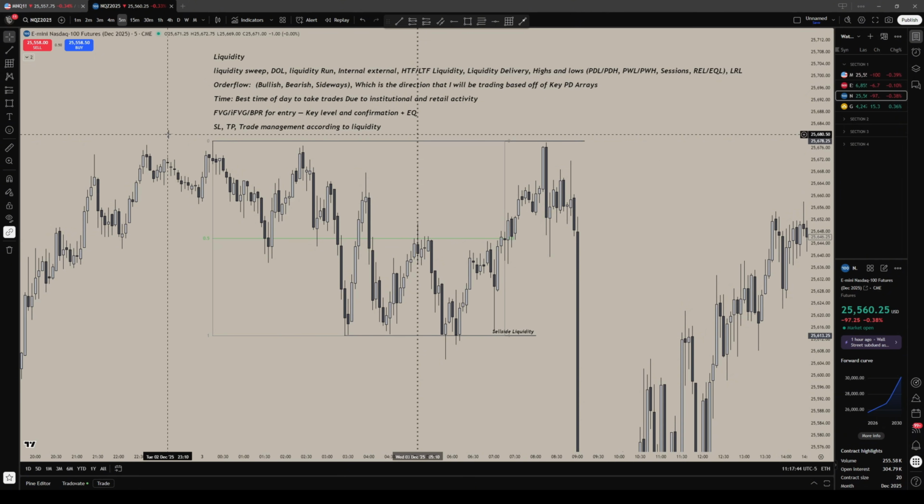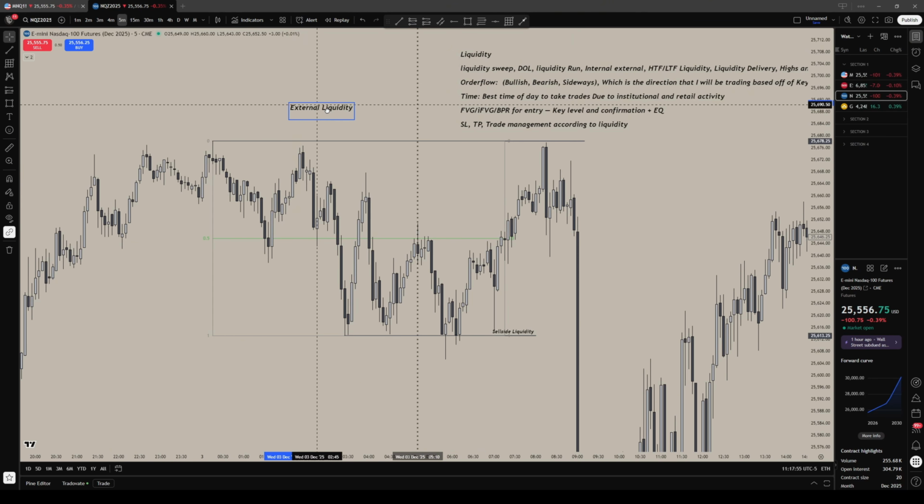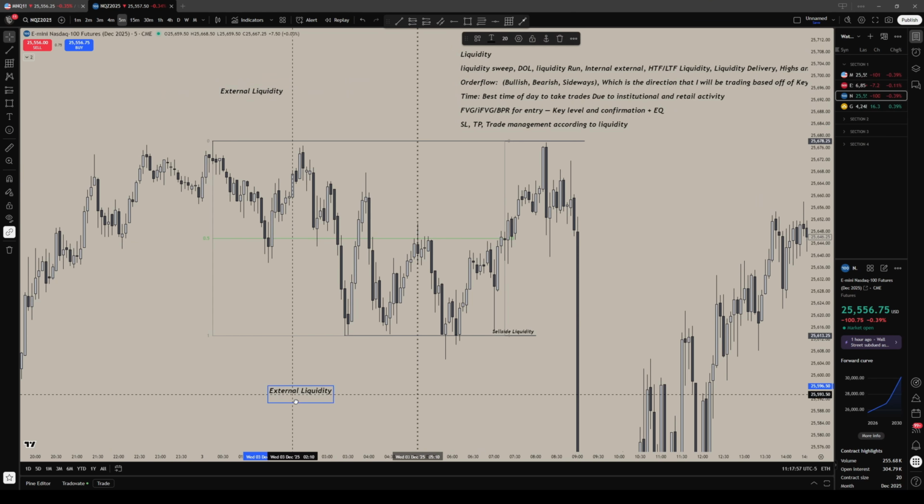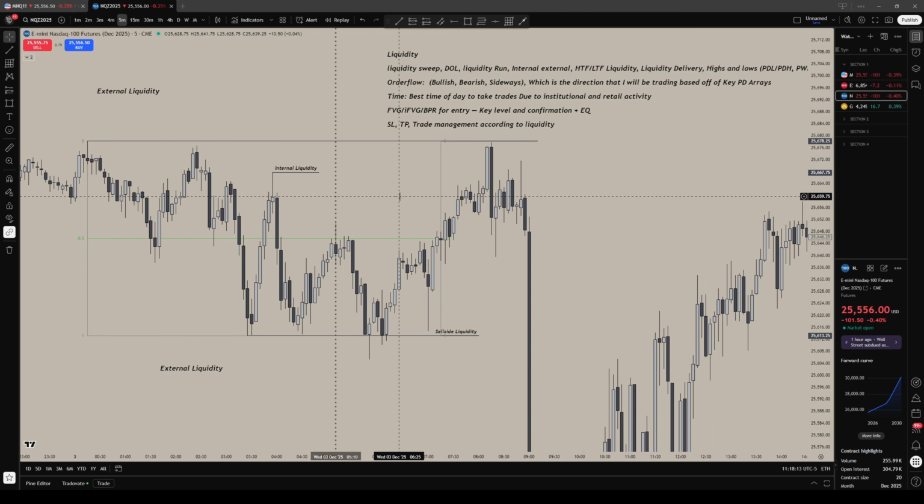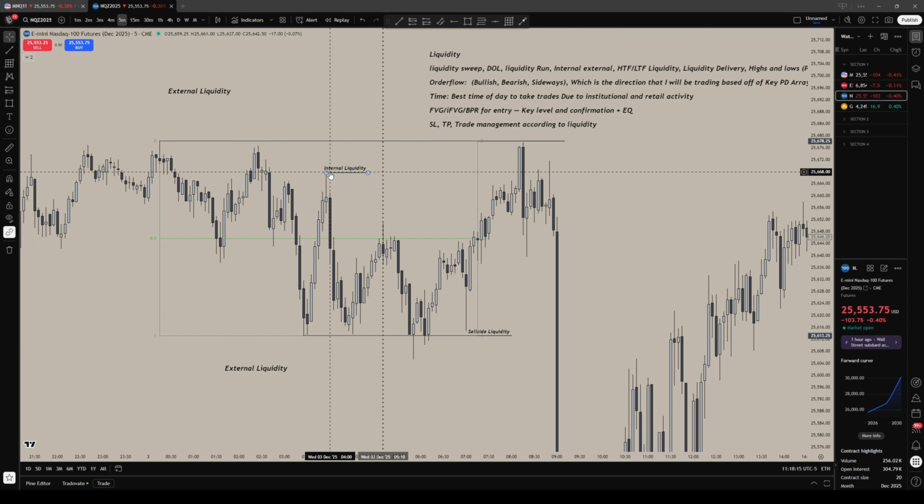Everything at the top of the range is external range liquidity. Everything over here is external liquidity, or external range liquidity, right? That's everything over here. It's also everything down here. Now, this high, for example, is internal range liquidity. Why? Because, just like it sounds, it's liquidity inside the range.